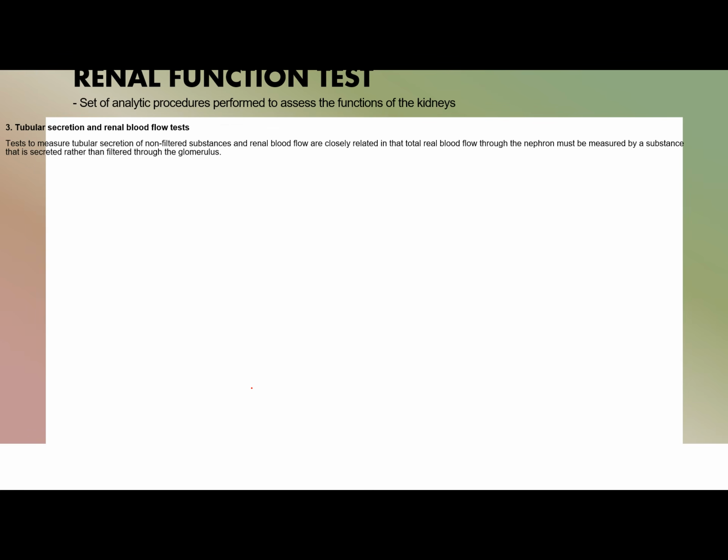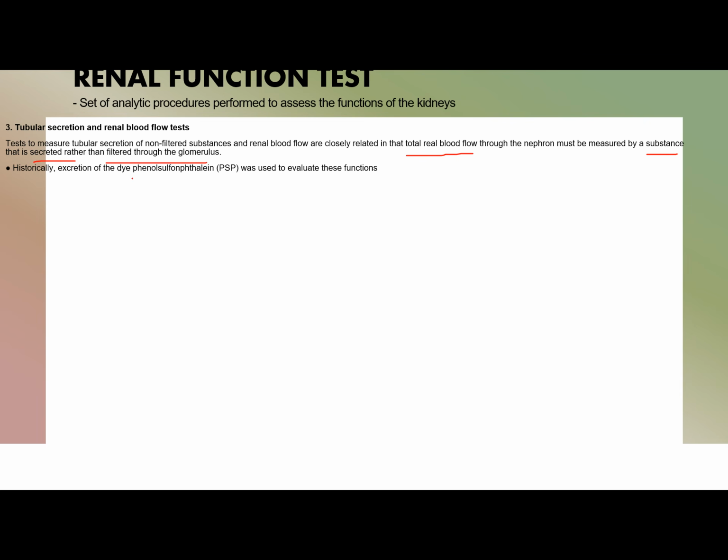Now let's talk about the test for tubular secretion and renal blood flow. So there are tests to measure tubular secretion and non filtered substances and renal blood flow. They are closely related in that total renal blood flow must be measured by a substance that is secreted rather than filtered. So sa tubular secretion nyo, yung minimeasure nyo na substance dito class is the one being secreted rather than being reabsorbed.